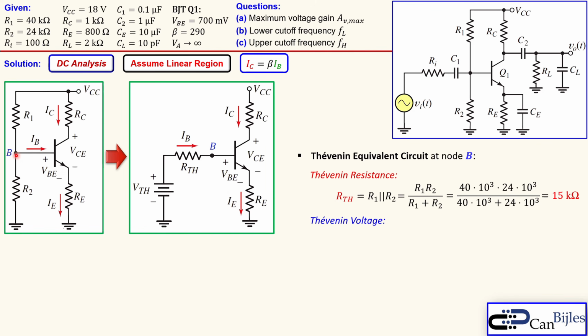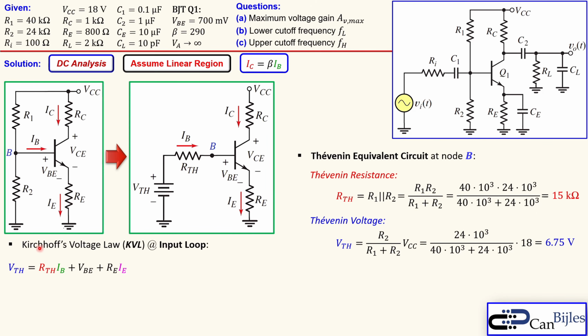And Thevenin voltage is, in this case, just the voltage divider rule. And you see here R1 over R1 plus R2 times the VCC. And that is 6.75 volts. So we have the necessary information here in order to continue. So the Kirchhoff's voltage law at the input loop here can be then given like so. V Thevenin is equal to R Thevenin times the IB, that's the current here, plus this voltage, plus the voltage across the RE, that's just Ohm's law.